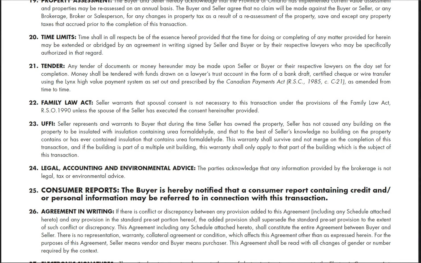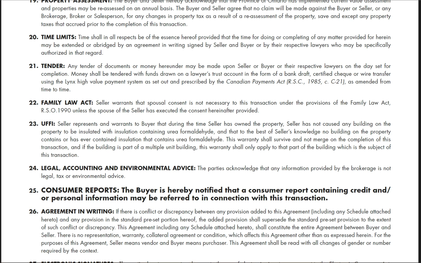So time limits are basically saying that all deadlines in the contract must be followed exactly. If a deadline is missed, the contract could become null and void unless the affected party chooses to proceed. So if the party that is being affected chooses to proceed, then they have the right to do so. Time can only be extended or shortened if both parties agree, and lawyers of both the buyer and seller can sign time extensions if they have authorization.